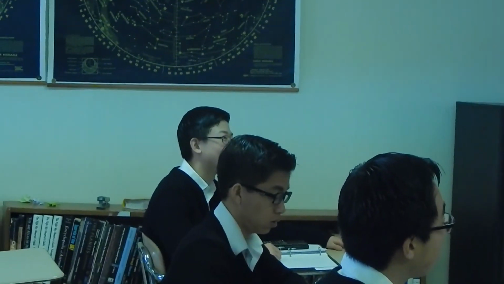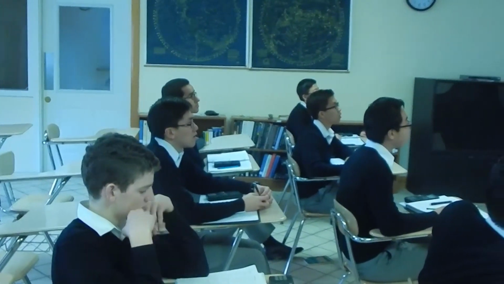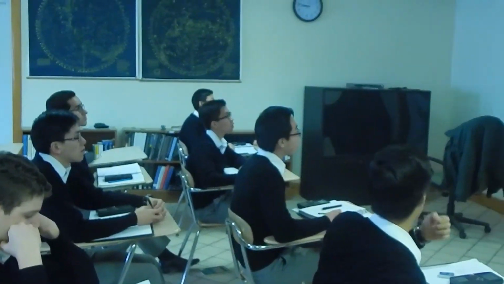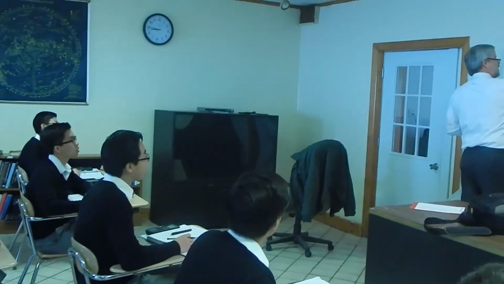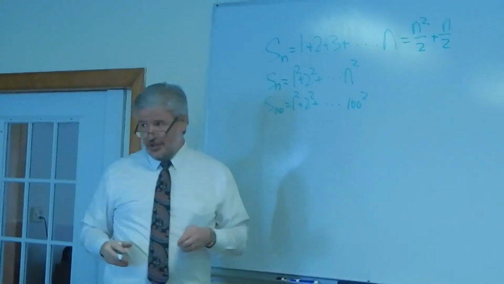But today, Mr. O'Hare is going to ask you guys, what's the sum of the first 100 squares? So what is Sn equal to? 1 squared plus 2 squared plus ... n squared. Well, actually, we'll do just the first 100. So we'll say S100 equals 1 squared plus 2 squared plus ... 100 squared.